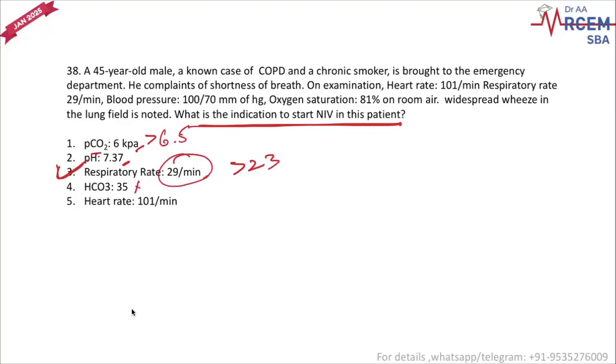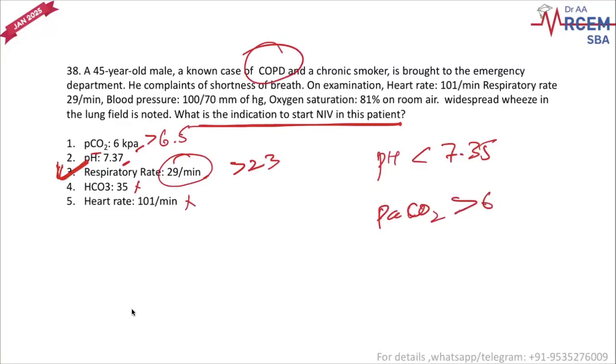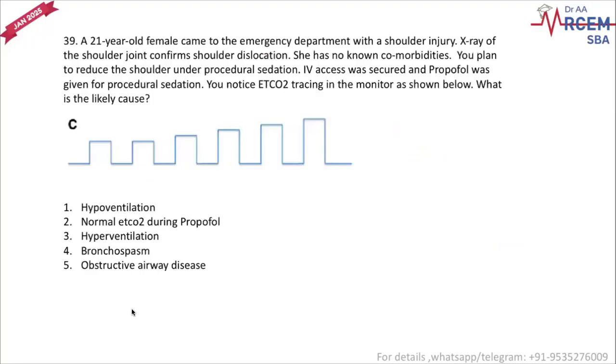Bicarb is not an indication at all. Heart rate is not an indication at all. This is an indication in a COPD patient. Let's revise once again. pH should be less than 7.35. PaCO2 values should be more than 6.5. Respiratory rate should be more than 23. These are the indications for NIV to start in a COPD patient. This has appeared in September 24.